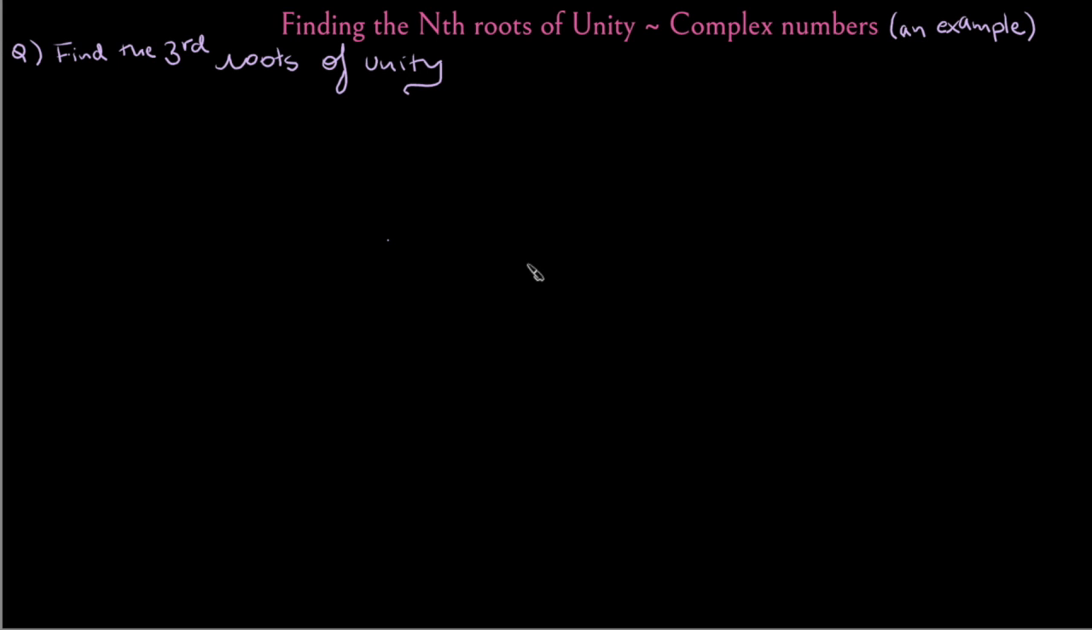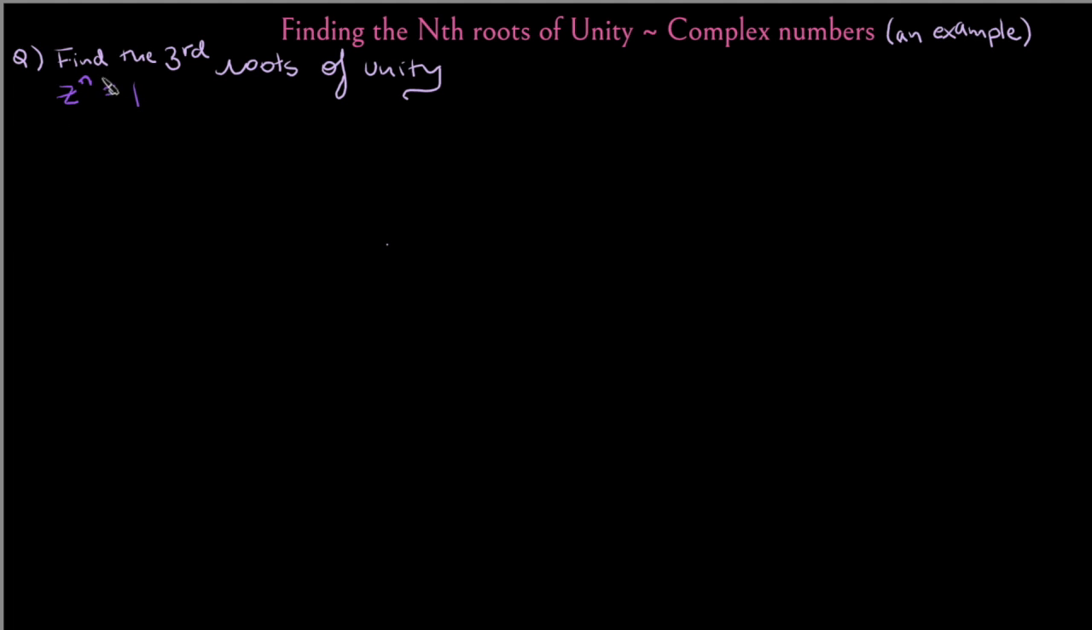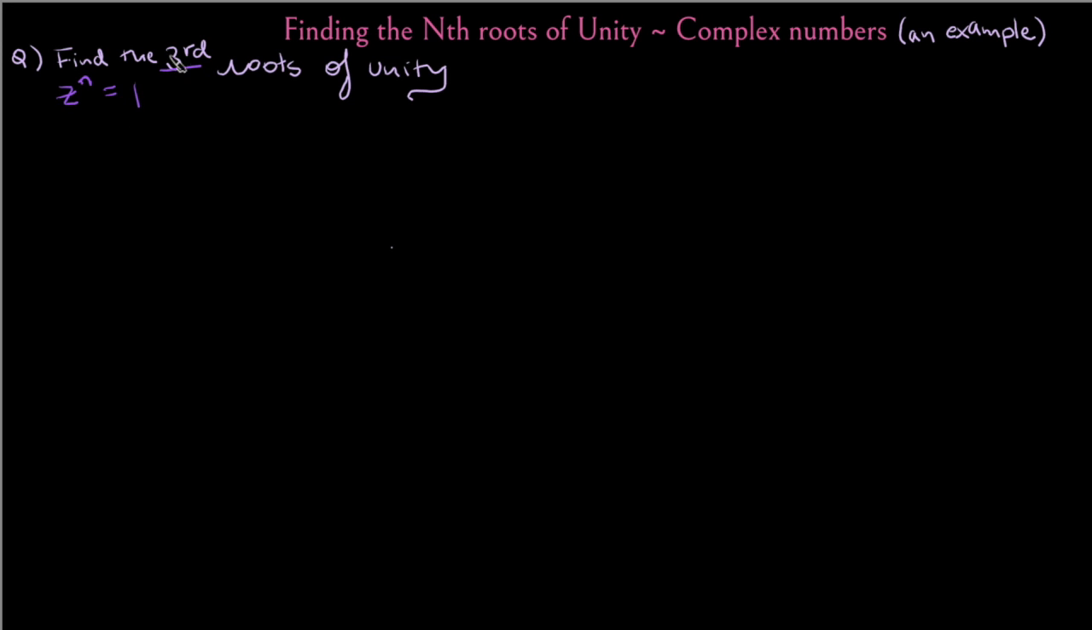In this example, we'll be finding the third roots of unity. So how do we find roots of unity anyway? Roots of unity is just saying we have a complex number, and when we raise this complex number to the power of n, it equals 1. So when we find the roots of unity, we want to find the particular complex number or complex numbers for which this holds true. In this case, we want the third root of unity, which means we want n to be 3.